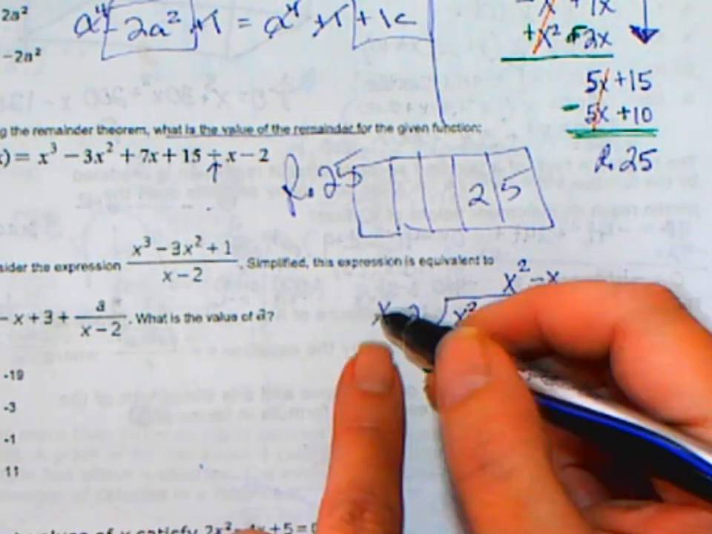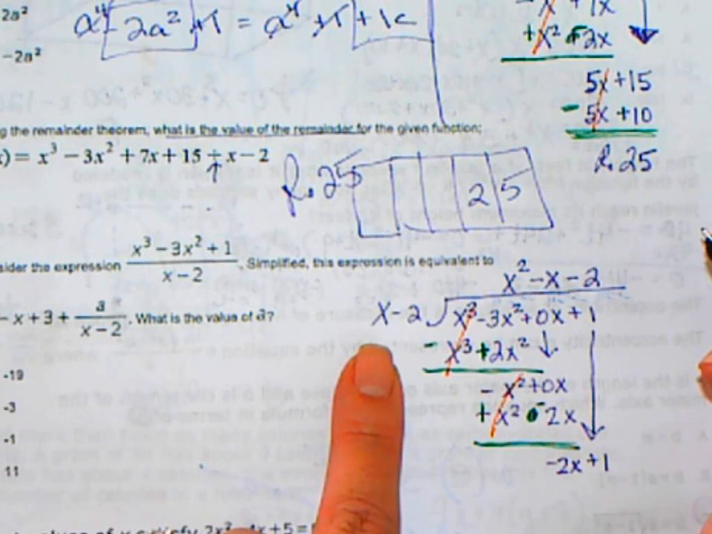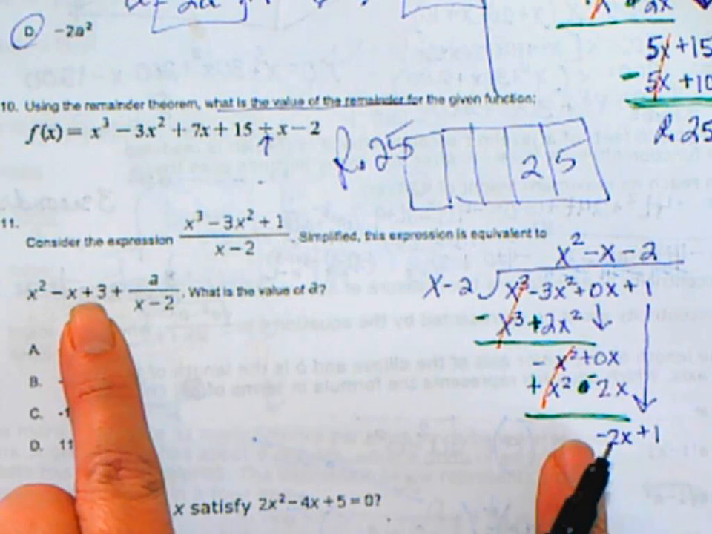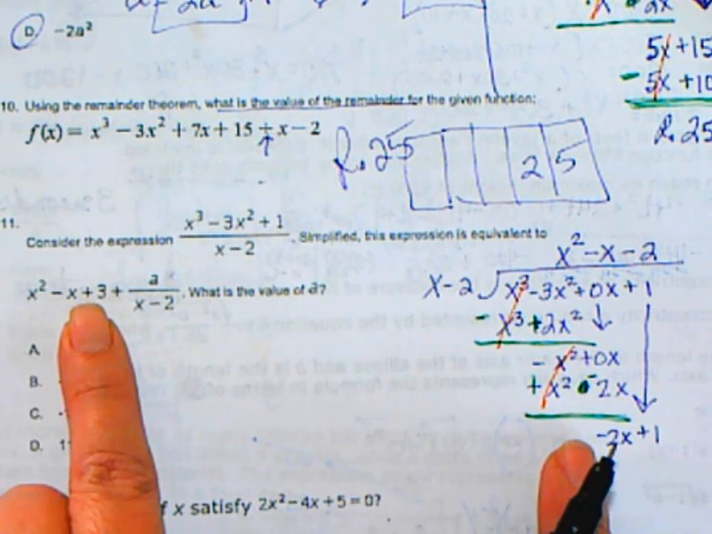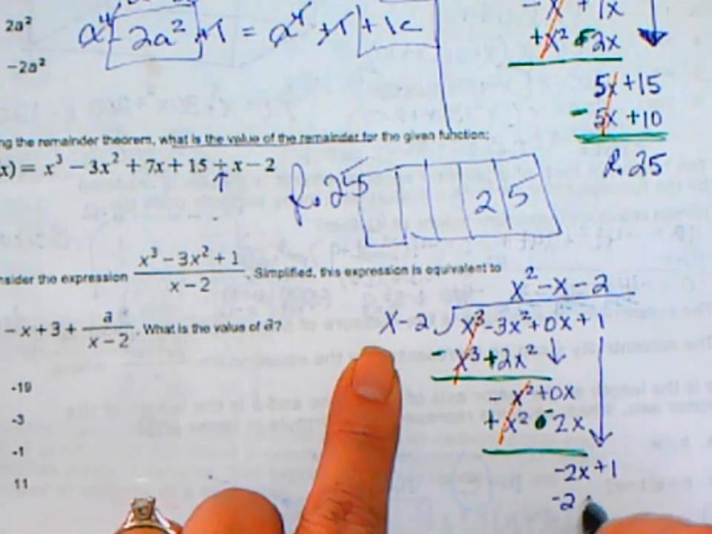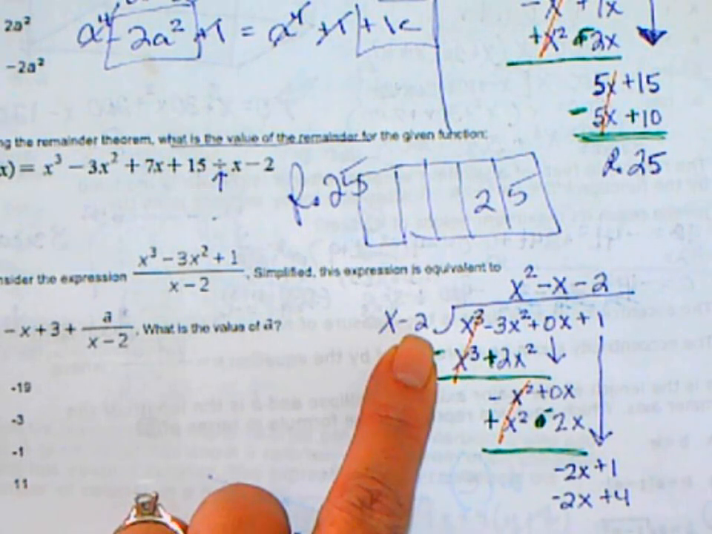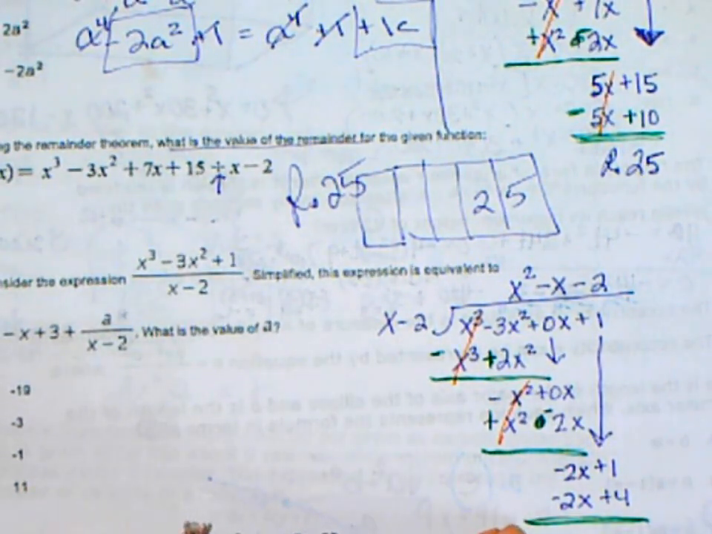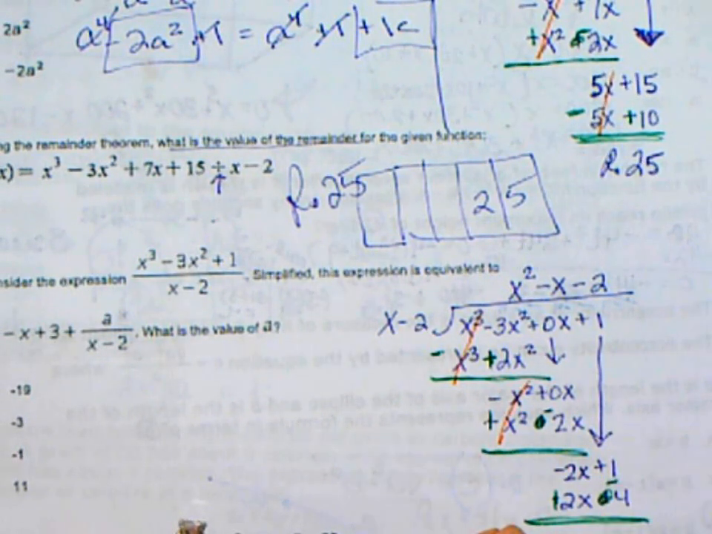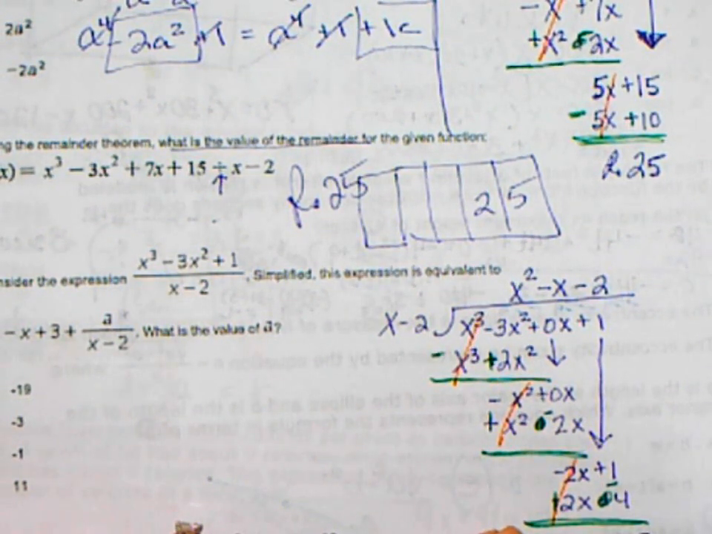Start all over again. X times what is negative 2x? It will be a negative 2. See how they said it was supposed to be positive 3? It's not. But our remainder still won't change. We'll still get the same remainder. It was a typo, I guess. Negative 2 times x is negative 2x. Negative 2 times negative 2 is positive 4. Draw a line. Change the signs. Negative 2x plus 2x is 0. Positive 1 minus 4 is negative 3.